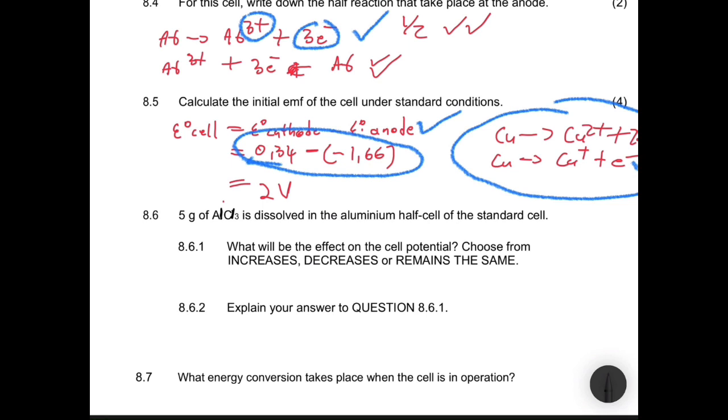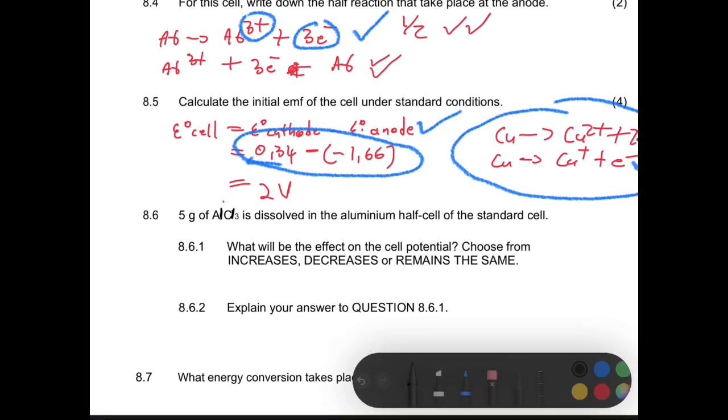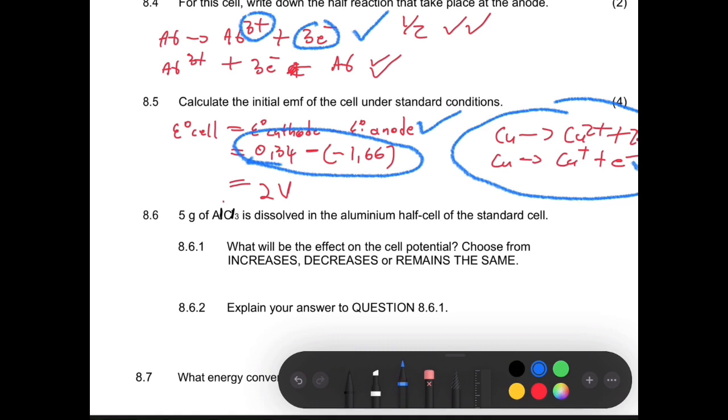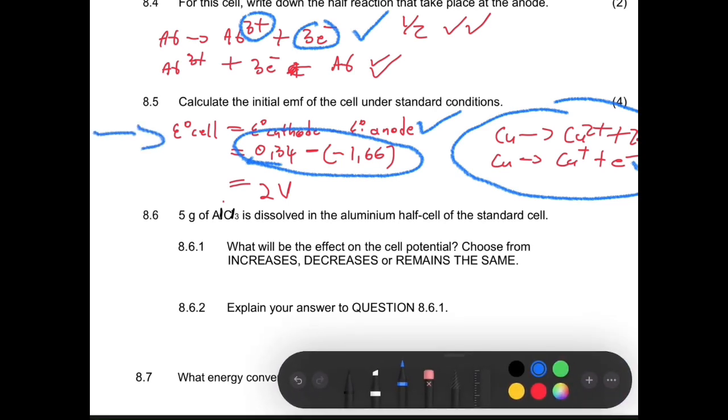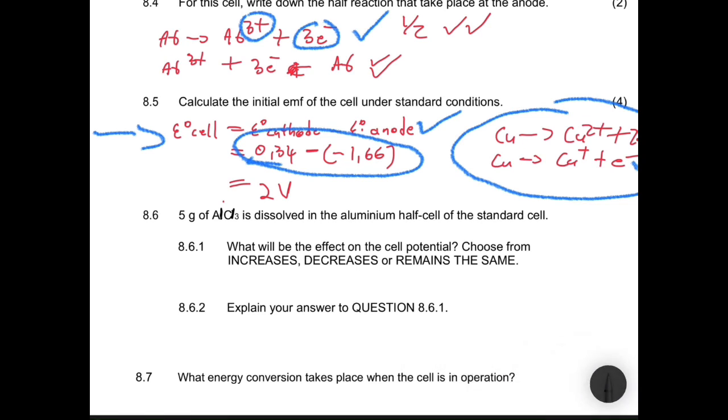What will be the effect on the cell potential? Choose from increase, decrease, or remain the same, right? So we know that under standard conditions, this is the formula we use. This formula we use for 8.5, right? But right now, we no longer have those standard conditions. So we cannot just say remain the same, because none of those factors affect this formula. We cannot say that because now we don't have the standard conditions.